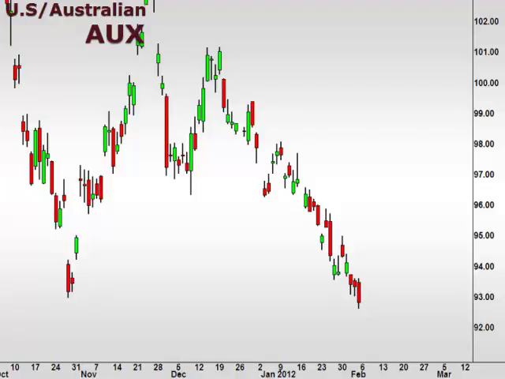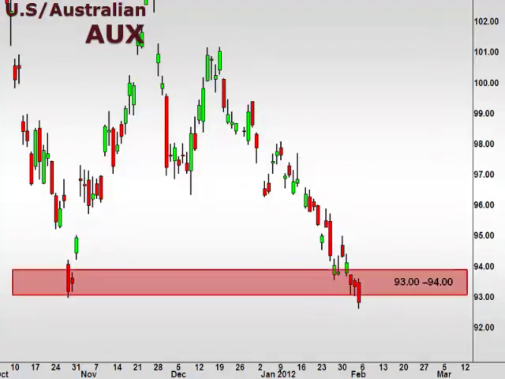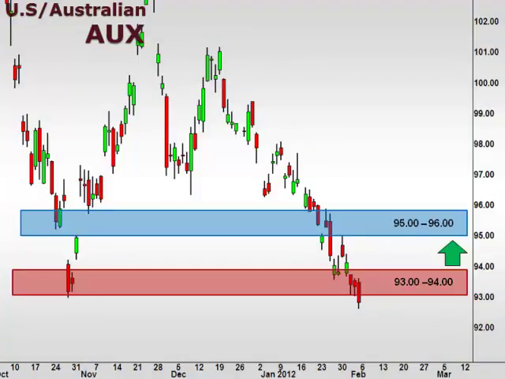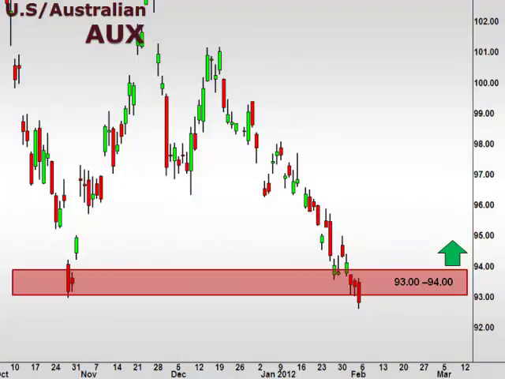Let's take a look at the AUX, the U.S. versus the Australian dollar. Well, the AUX continues to trend lower. 93.94 should hold as support this week. However, the path of least resistance is to the downside. A break above 94 is likely to yield a retracement higher towards this 95-96 focal zone.